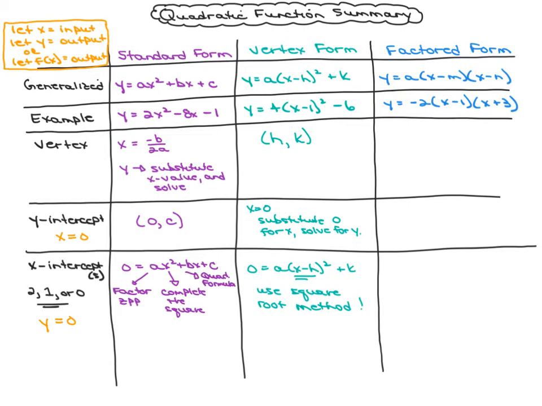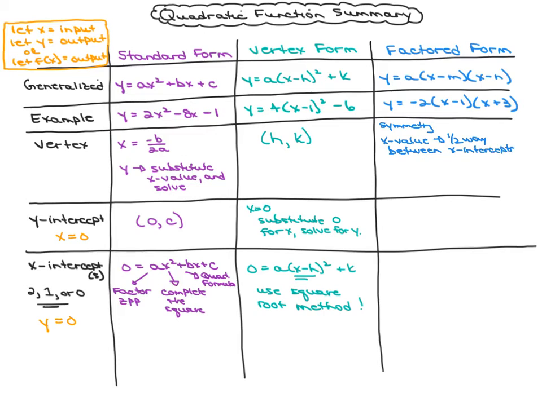Great, vertex form. Finally, let's look at factored form. To find the vertex with factored form, we have two strategies, really. The first one is very elegant, and it utilizes what we know about symmetry in a quadratic function. We know that the x value of the vertex will be halfway between the x-intercepts. Think of that as the axis of symmetry.